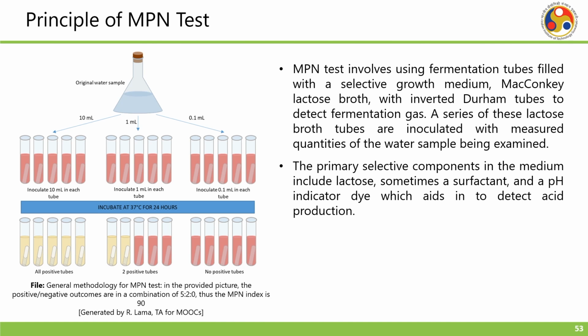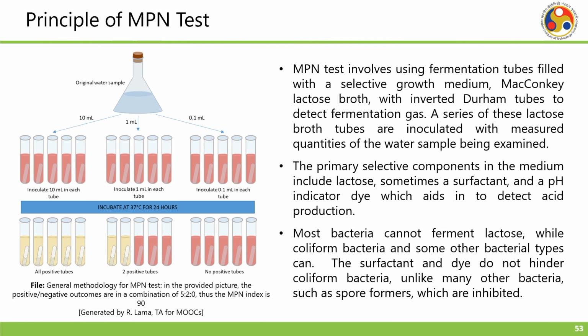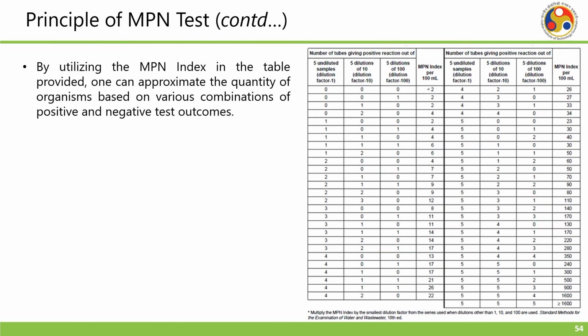The primary selective components in the medium include lactose, sometimes a surfactant, and a pH indicator dye, which aids in detecting acid production. Most bacteria cannot ferment lactose, while coliform bacteria and some other bacterial types can. The surfactant and dye do not hinder coliform bacteria, unlike many other bacteria such as sporeformers, which are inhibited. So, here you can see the number of tubes giving positive reactions out of 5 undiluted sample.